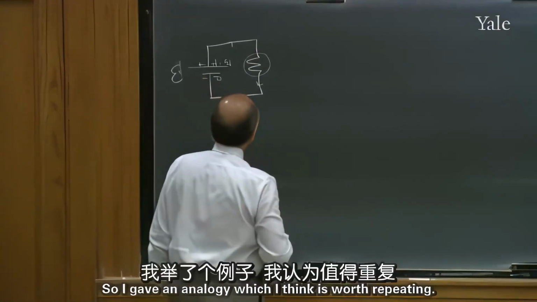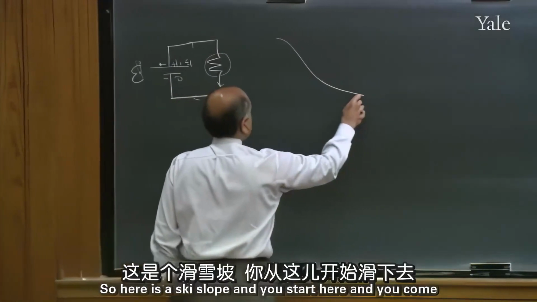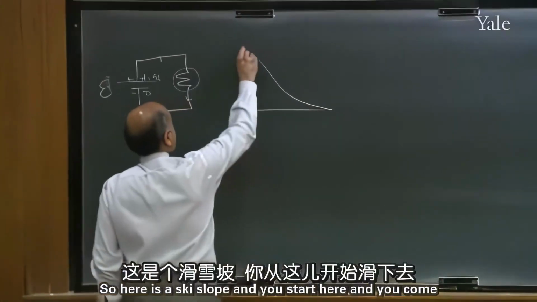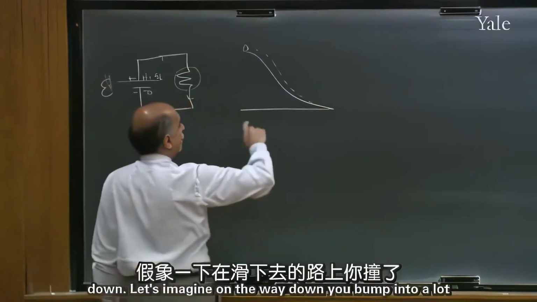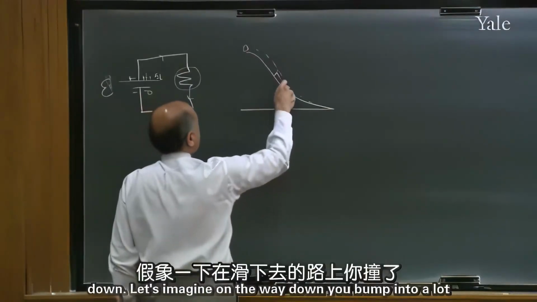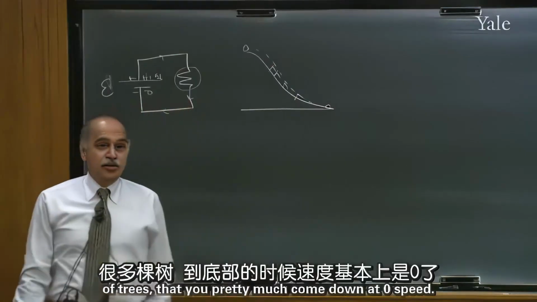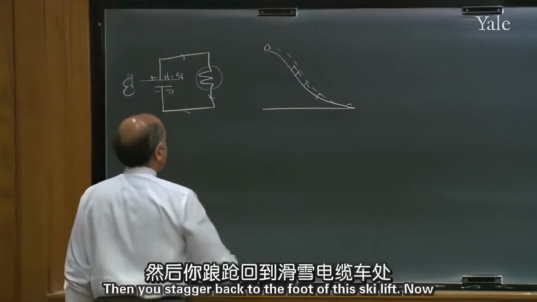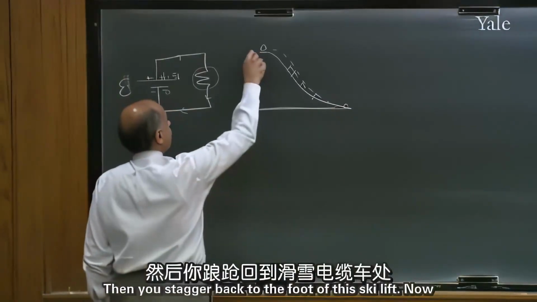So I gave you an analogy which I think is worth repeating. So here is a ski slope, and you start here, and you come down. But let's imagine that on the way down, you bump into a lot of trees, okay? That you pretty much come down at 0 speed. Then you stagger back to the foot of this ski lift.